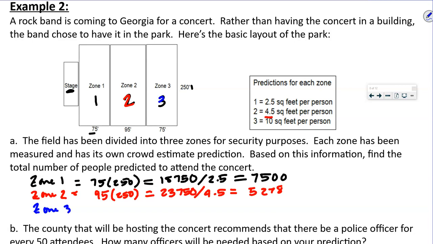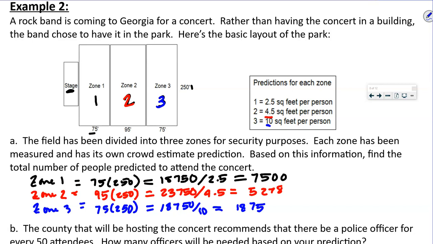Then we have zone 3. And that's this zone right here. So once again, we're going to do our 75 times our 250. We already know that number. That's 18,750. And this time we're going to divide that one by 10. So we do that, we get 1,875, my bad.